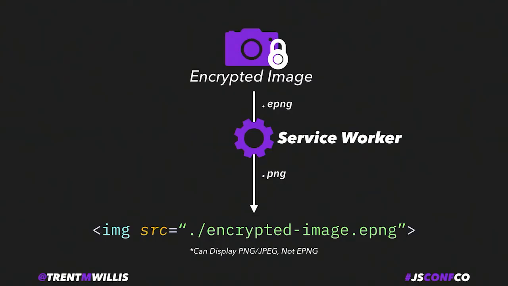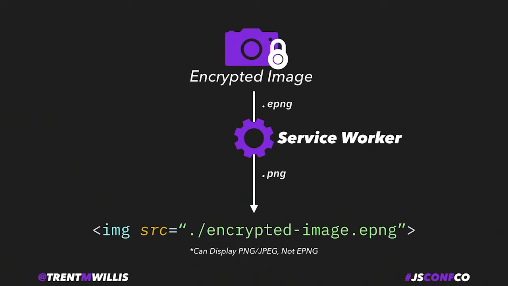So how this will work is we will fetch a .epng or an encrypted PNG file. We can transform it in the service worker and then display it as a PNG file to the browser. And the browser will be none the wiser and will render it as it should. So that's the high-level idea. But how can we actually do this?